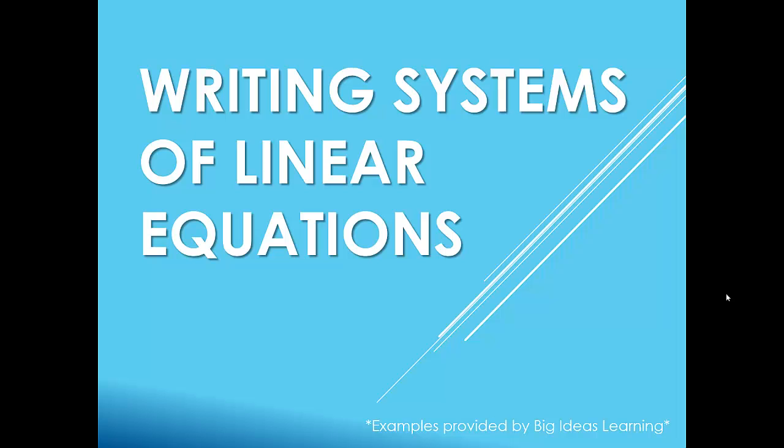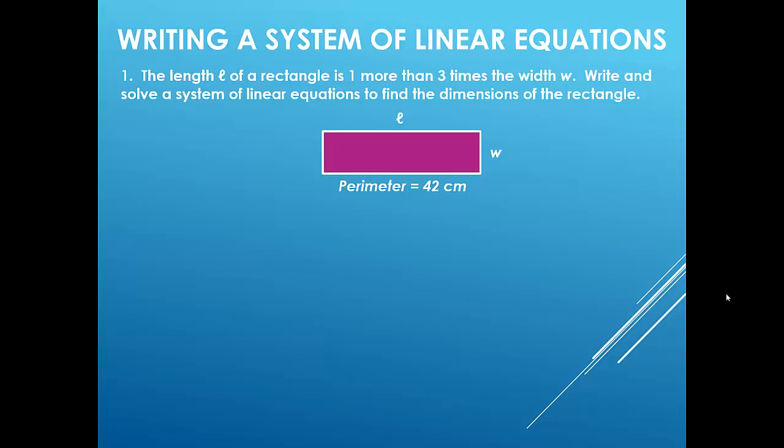Today's lesson is on writing systems of linear equations. For our first problem, we have the length L of a rectangle is 1 more than 3 times the width W. Write and solve a system of linear equations to find the dimensions of the rectangle. You can see from the picture that we also know that the perimeter is equal to 42 centimeters.